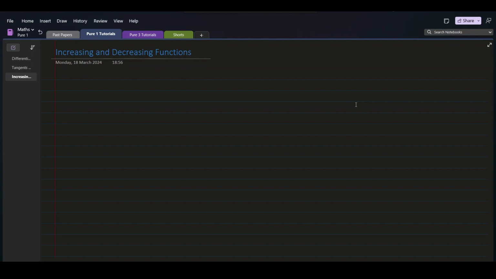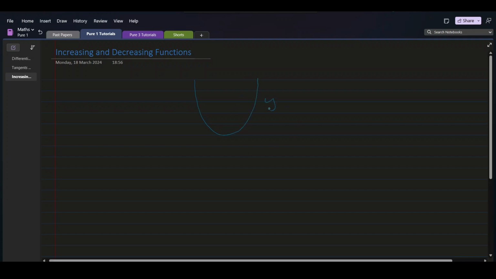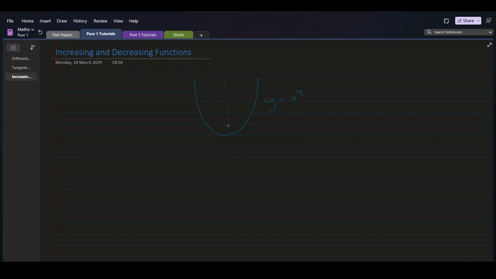When we talk of an increasing function, we're talking of a function that has a positive gradient at all times. Let's use the graph of y equals x squared, for example, and I'm just going to split it in half, cut it at its turning point. When we look at the right side of this function, if we were to draw a tangent at any point, for example at this point over here, we can tell that our line is slanted this way, which would mean that our line is going to have a positive gradient.